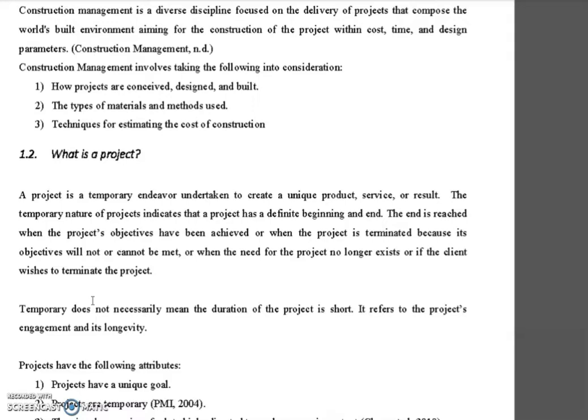So when we terminate the project, when we end the project for any reason, or when the project by itself is completed by achieving its objectives, that means that we have finished the project. So the end is reached by these two points, or when the need for the project no longer exists. This reason is related to the termination of the project, or if the client wishes to terminate the project.